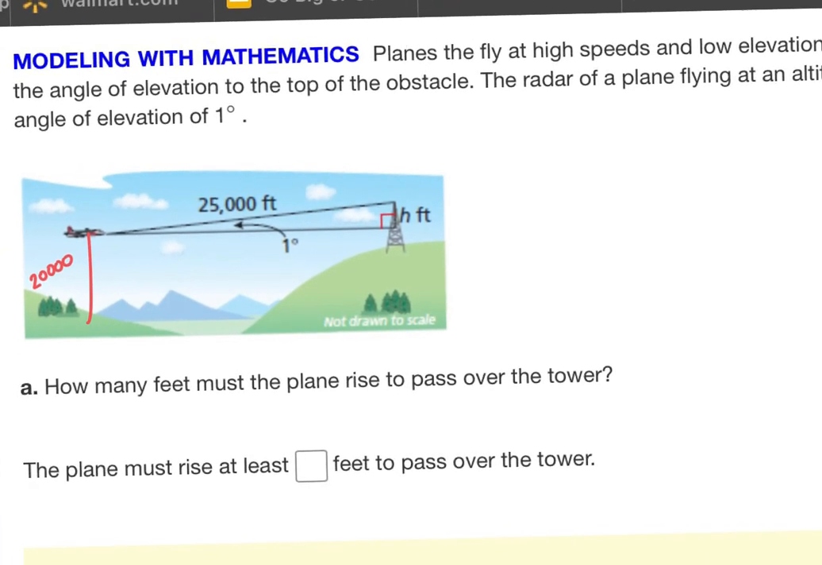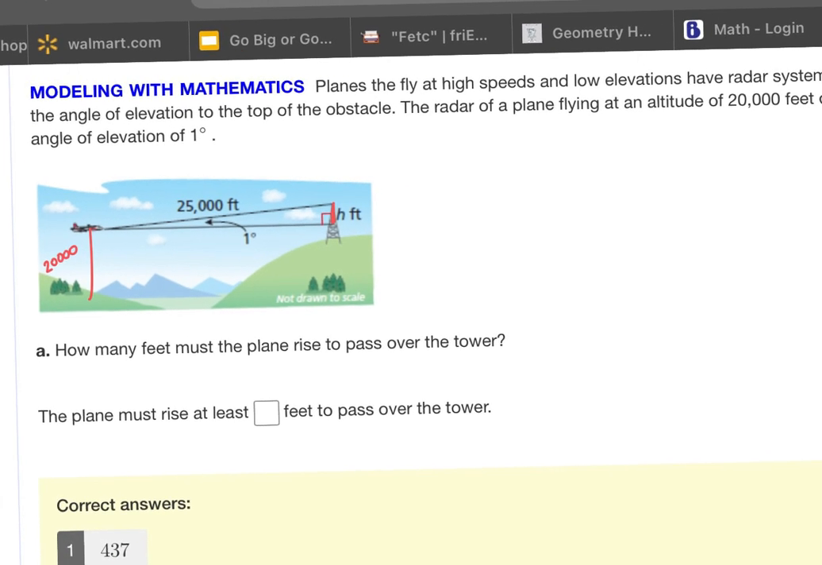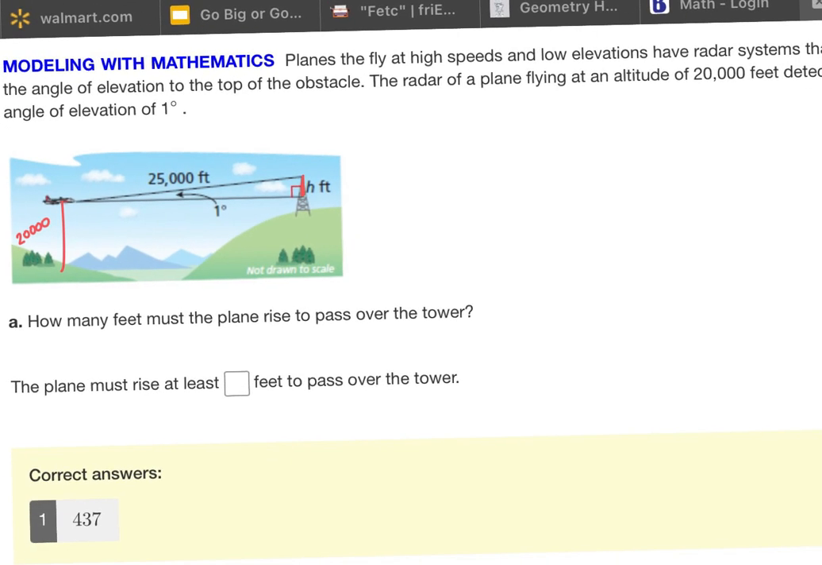That's the other piece of information it's giving. It wants to know how high it would have to fly to go over the tower. So it's got to cover this vertical distance. It has to fly h higher than where it's at now. So h is opposite. 25,000 feet is your hypotenuse, which would mean sine of 1 degrees equals h over 25,000. And then we multiply 25,000 times the sine of 1.